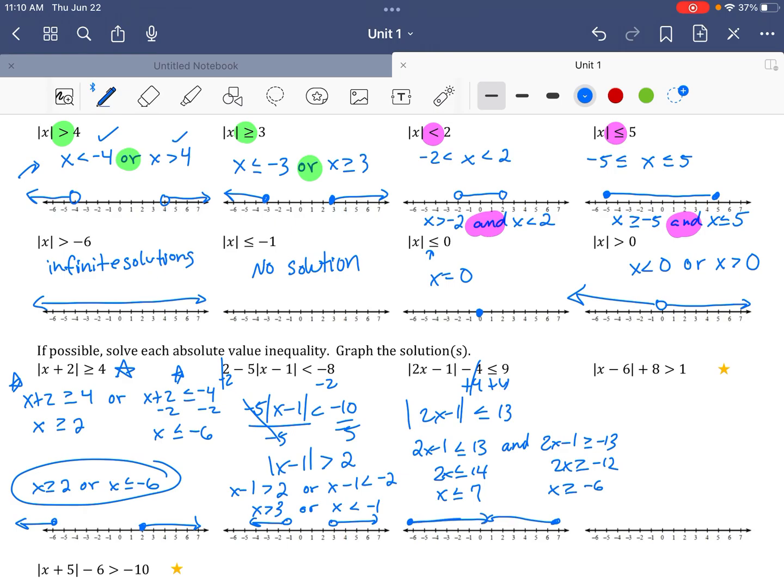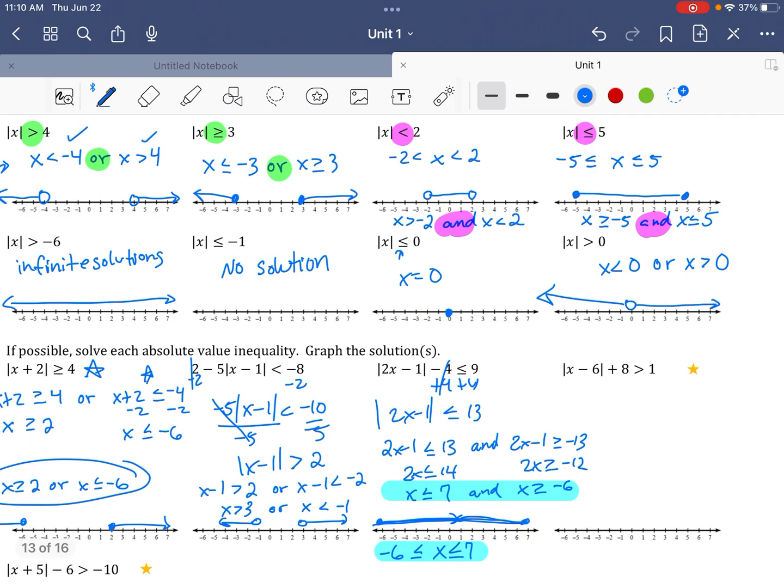Oh, they meet. So actually you get one connected line. So you can either write this as x is less than or equal to 7 and x is greater than or equal to negative 6. Or if you wanted to, now that you notice it's connected, you can say, oh, x is between negative 6 and 7. So you can write your answers either way. You can write it in this big statement, or you can write it like this.